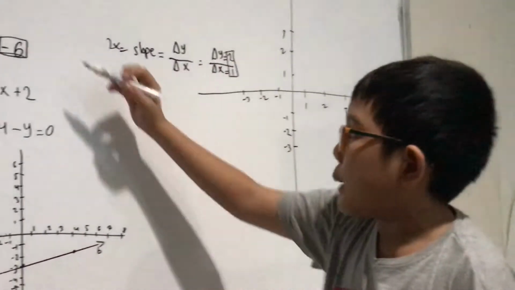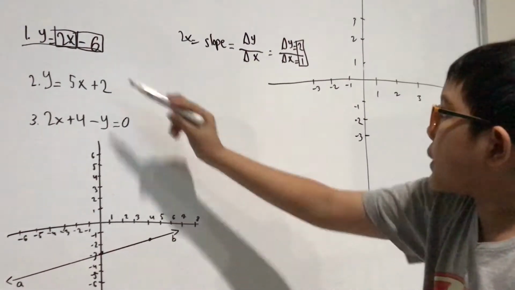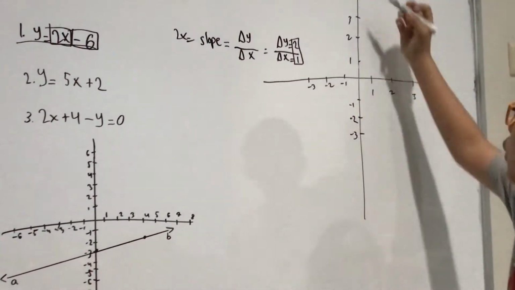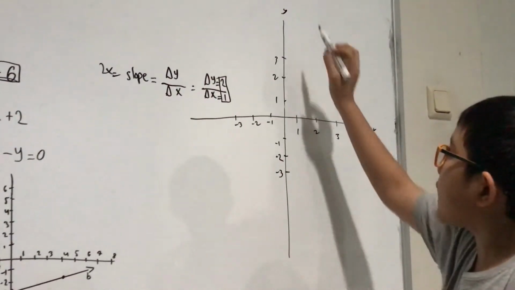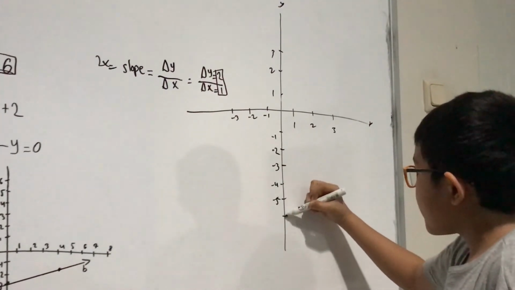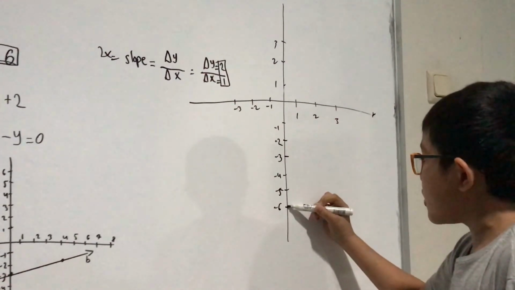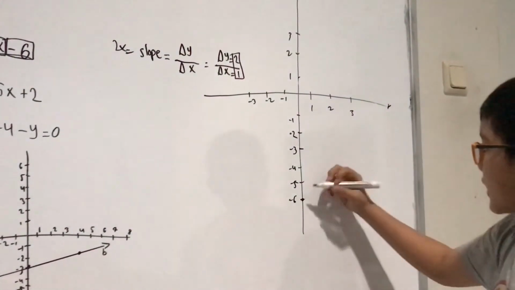And then, for this number, minus 6. So negative 6 will be the point of intersection at the y coordinate. So the line intersects at the point negative 6. So let's make it. So the line intersects at this point. And now we can start making it. So it intersects at this point.